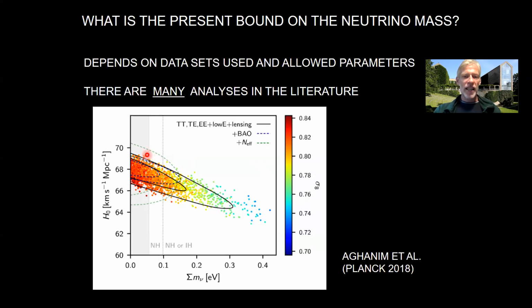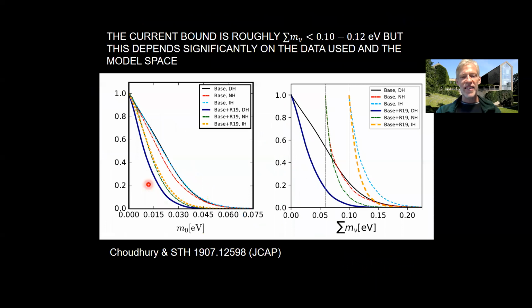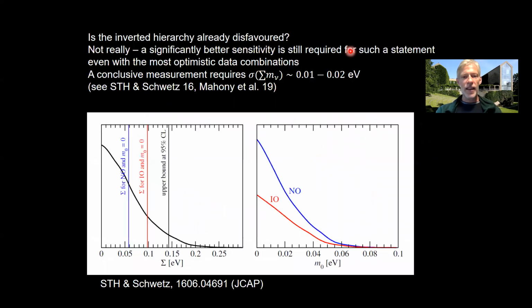Now, if we add BAO, for example, we much improve the bound and we squeeze it down to the 0.1 electron volt range. And there are many, many other types of such data analysis in the literature. This is from another one that I did with one of my collaborators last year. And what you see is, again, the same thing: the sum of neutrino masses is constrained to be of order 0.1 electron volts. Of course, it depends on the data sets that you use and also the parameters that you use in the analysis. That is something that I'll discuss a little bit more in a minute.